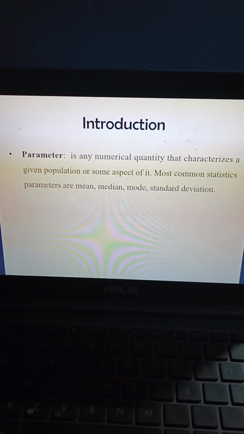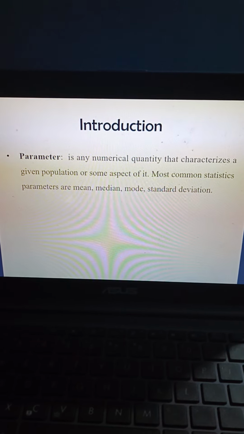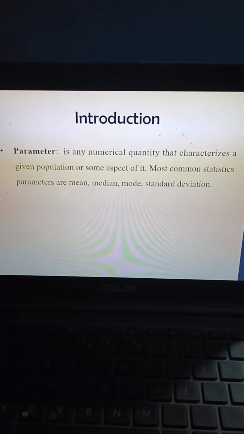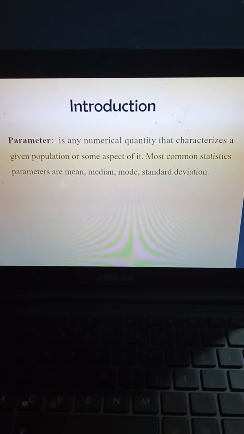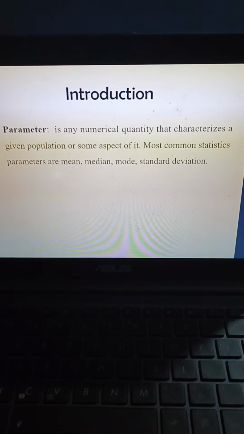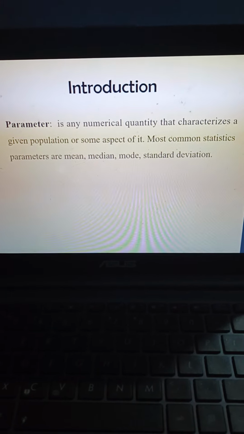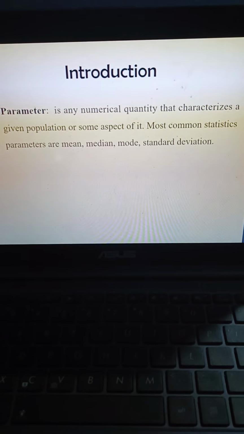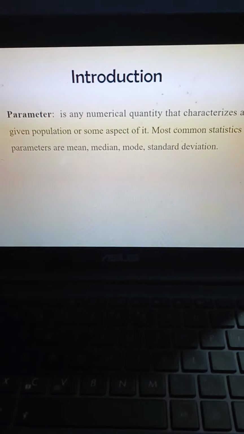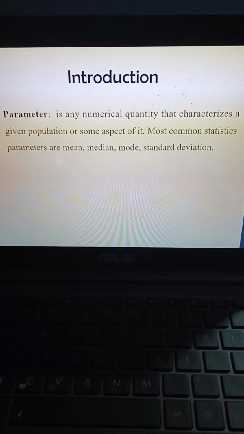Then parameter. A parameter is any numerical quantity that characterizes a given population or some aspect of it. The most common statistical parameters are mean, median, mode, standard deviation.